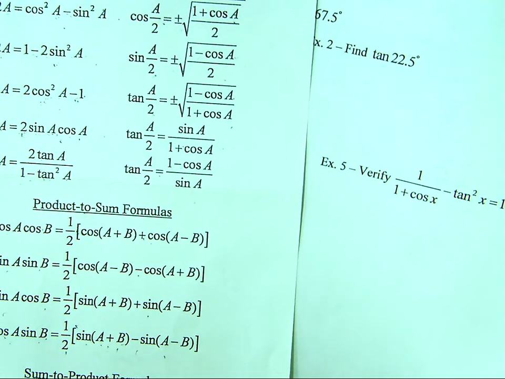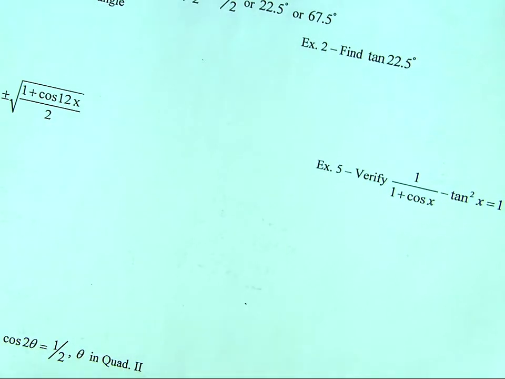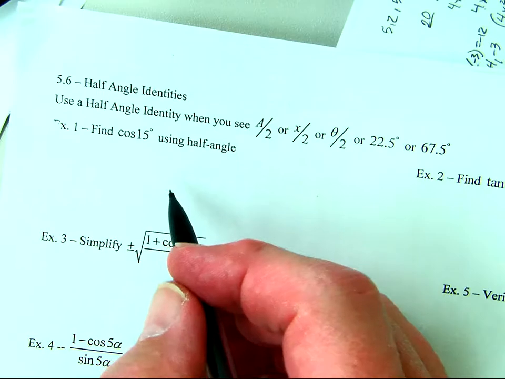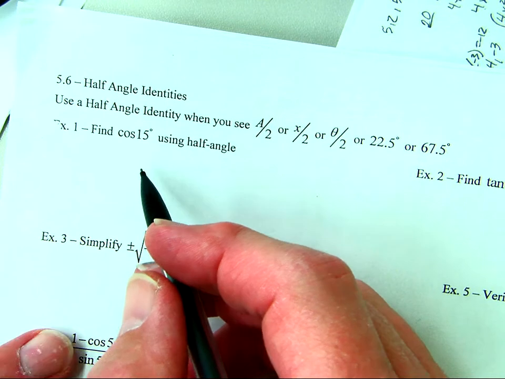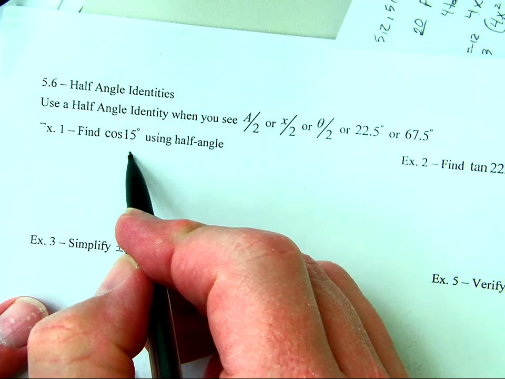Now to use these, we're going to use these in 2 or 3 different areas. One is just to find the measure of angles. And we've done this before. This is just another way to do it. This first practice problem says, find the cosine of 15. Well, we've done that before using like 45 minus 30. But we can also use a half angle.